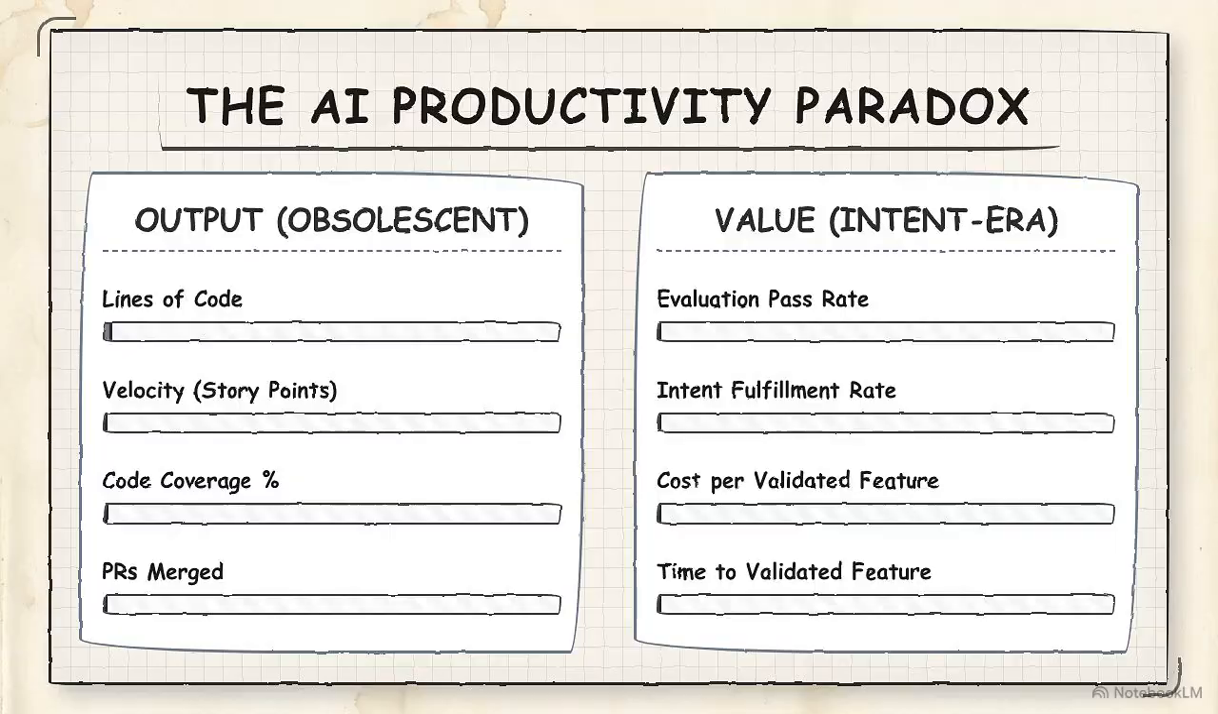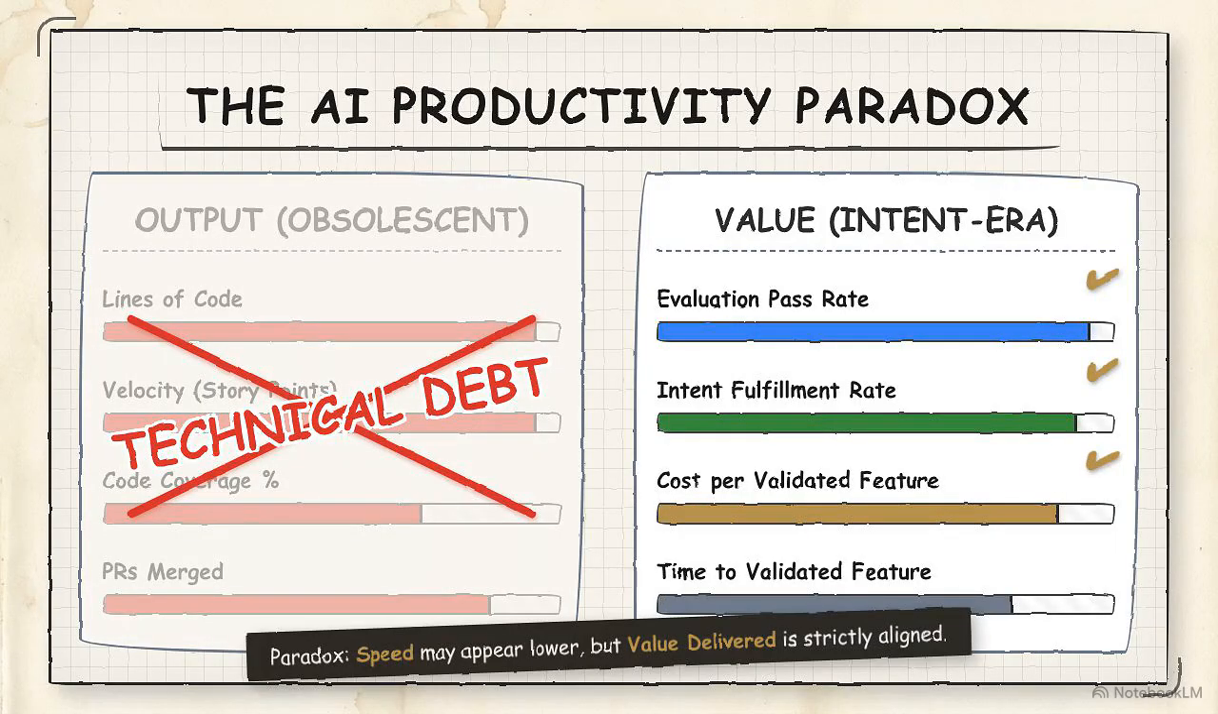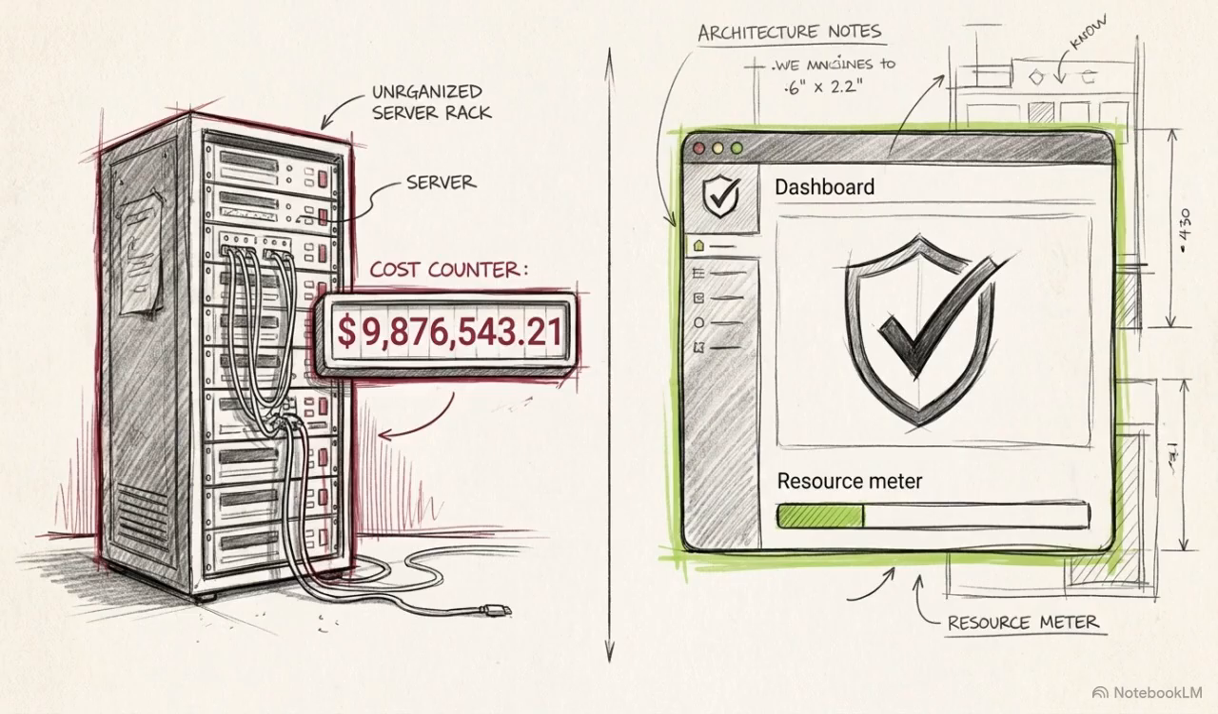The AI productivity paradox exists because the industry is still measuring output, like lines of code, instead of measuring value. High coding velocity means nothing if the evaluation pass rate is low. That just generates technical debt at machine speed. What matters now is the intent fulfillment rate and the cost per validated feature. In an autonomous pipeline, generating code is a liability and a cost. Validating a completed feature is the only true value.